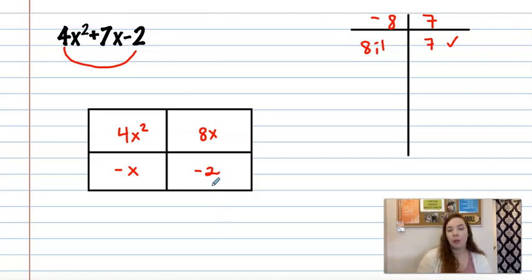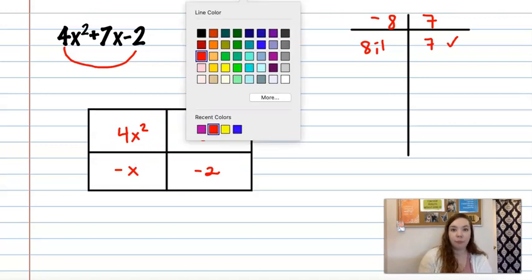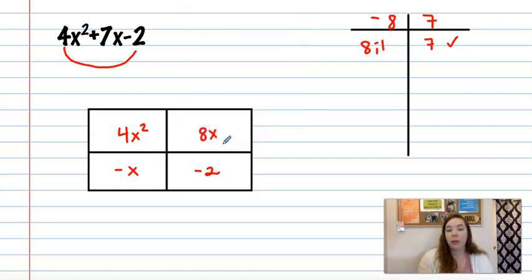Okay, sometimes people also call this splitting the middle term. We're splitting this 7x into 8x and negative 1x, but this is our polynomial. All we've done is separated that middle term out. At this point, I'm going to pull out my greatest common factor.